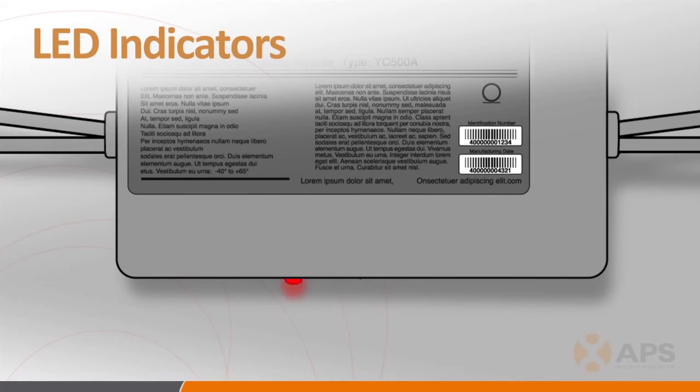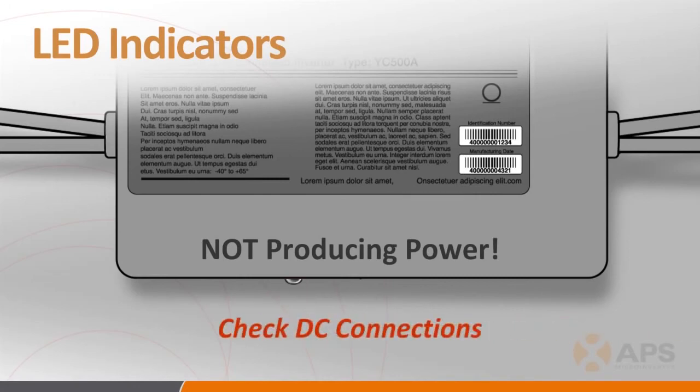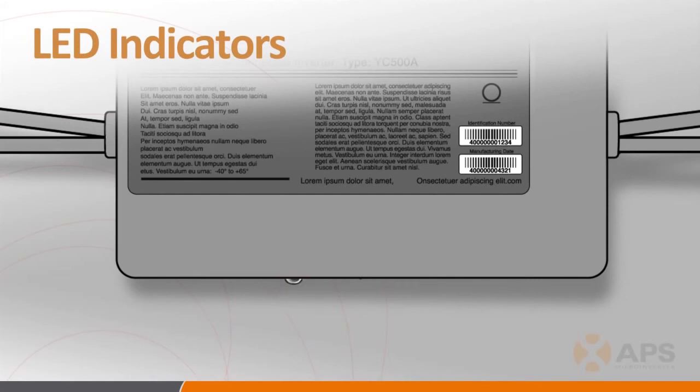A flashing red LED is an indication that the inverter is not producing power. Check the DC leads to make sure that they are securely connected. A solid red LED indicates the inverter has detected a ground fault.